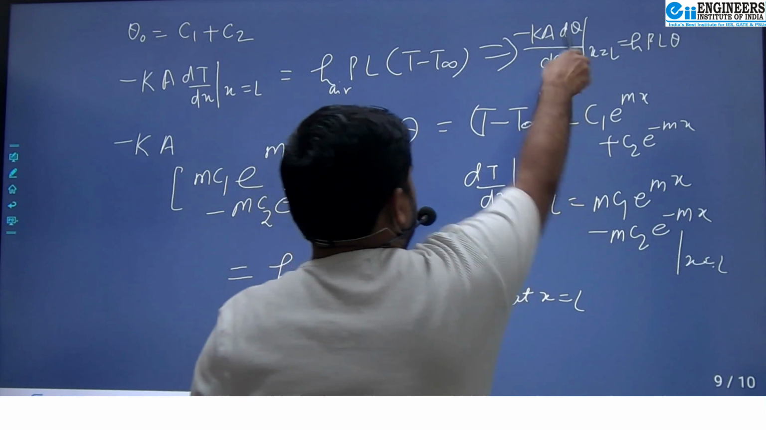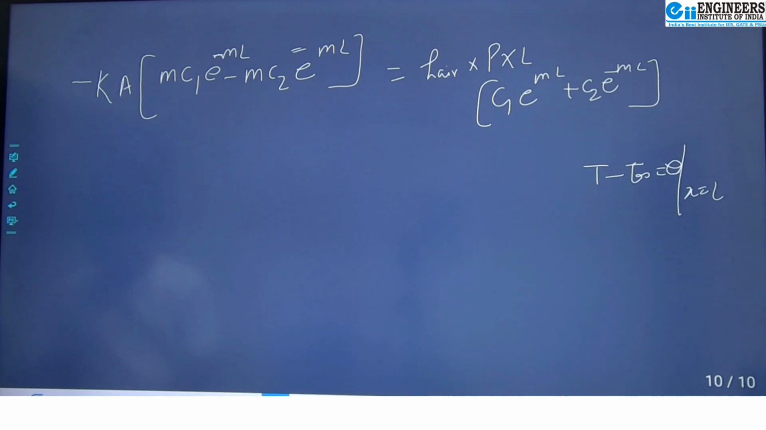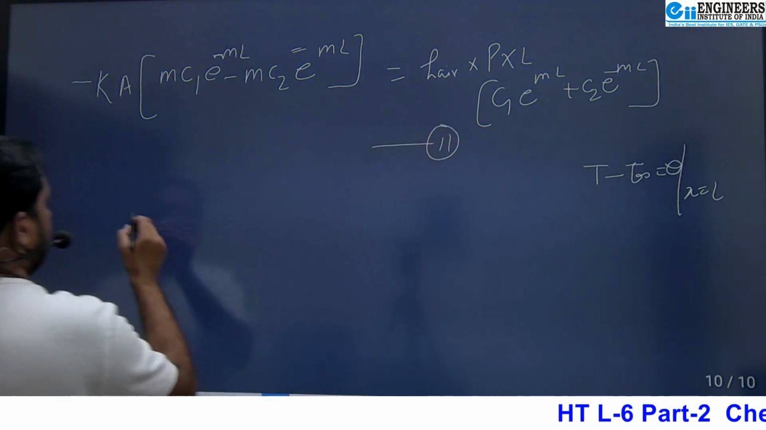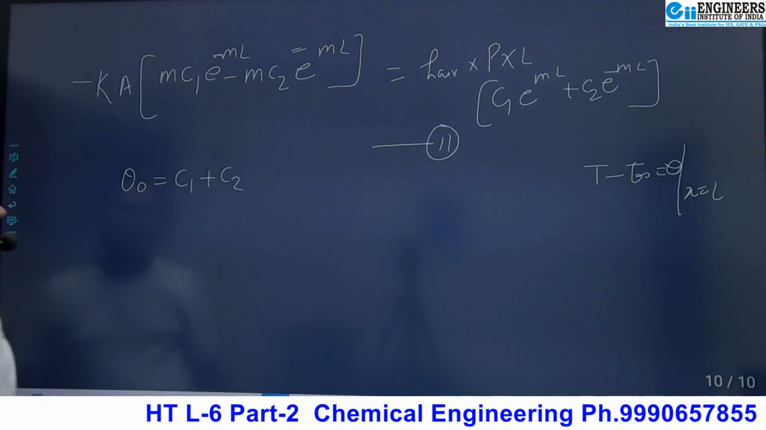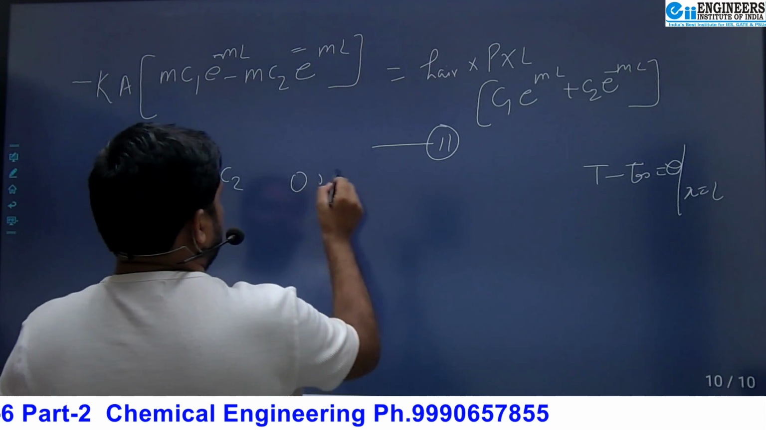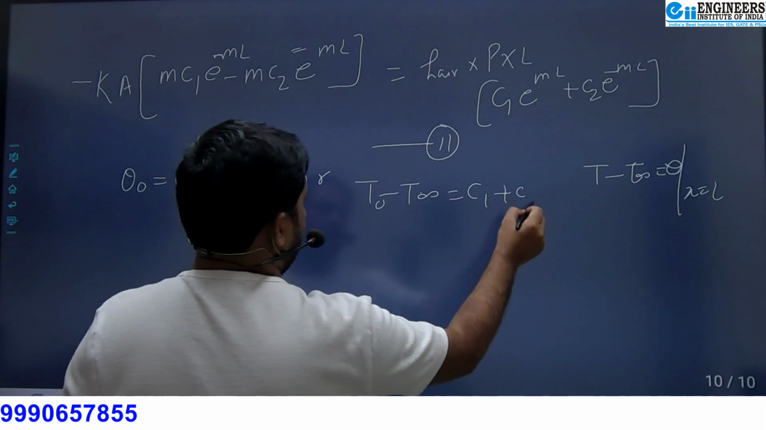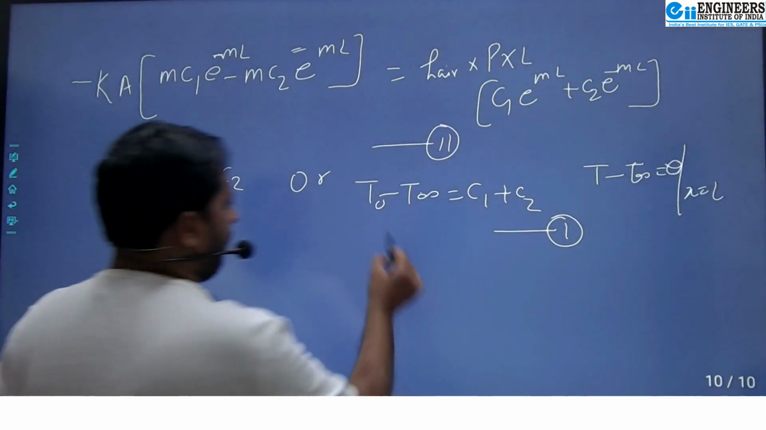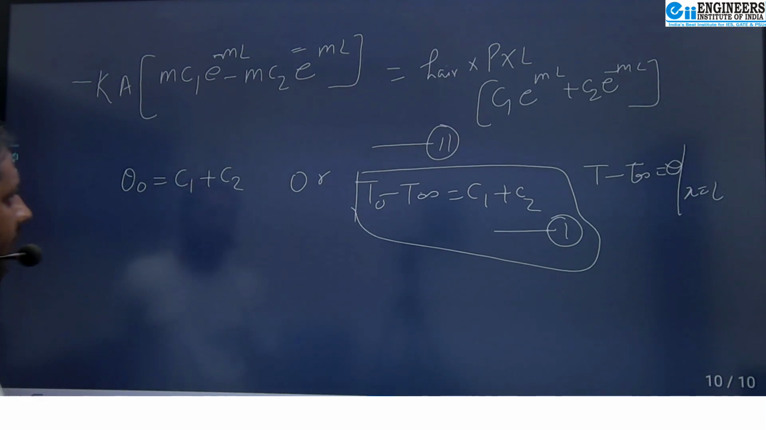So where theta is T minus T infinity. So this is the case. Now, this is equation 2. Our equation is theta naught equal to C1 plus C2, or T naught minus T infinity is equal to C1 plus C2. This is from boundary condition 1. So we have two equations, one from the first boundary condition and the second from the second boundary condition.